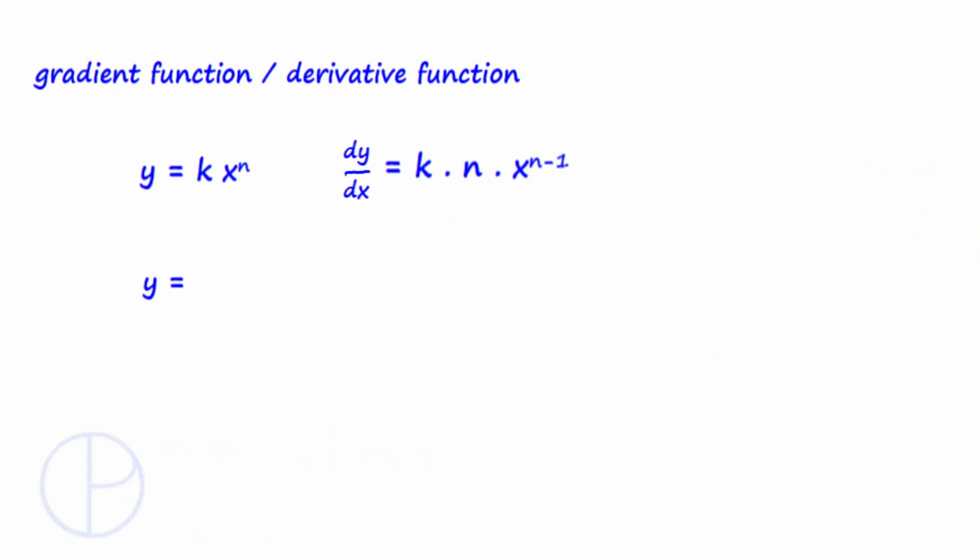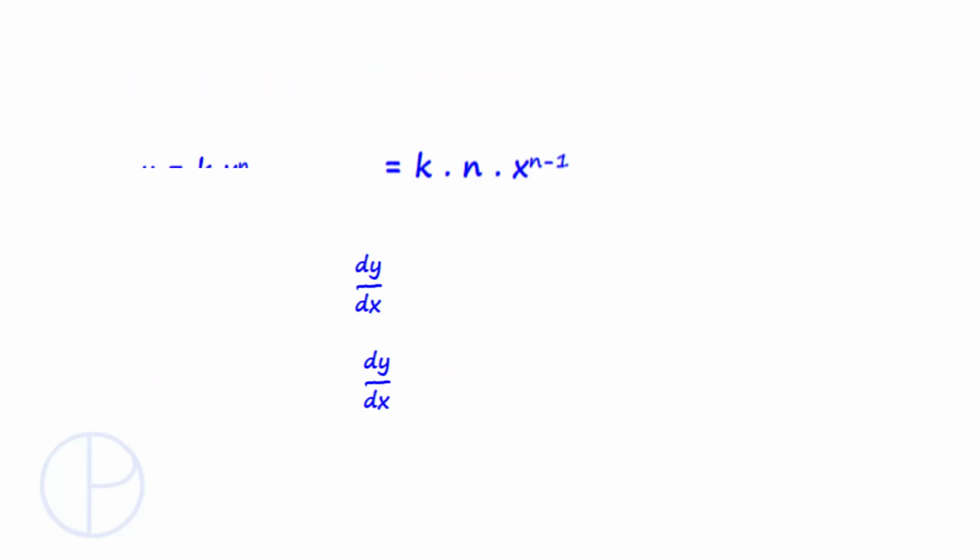Suppose y is equal to kx, so dy by dx will be k. Take the power of x as 1, so here the n value will be 1 and x power 0. So this is equal to k. When y is equal to the constant k only, then dy by dx is 0.